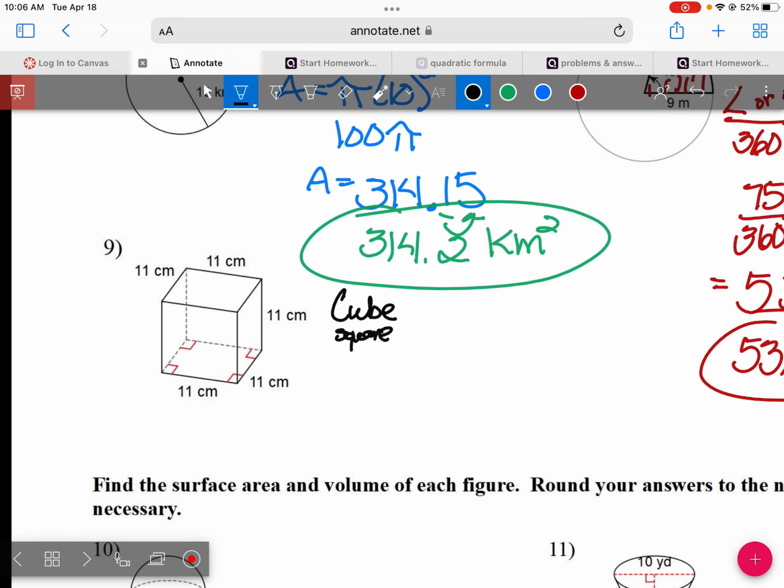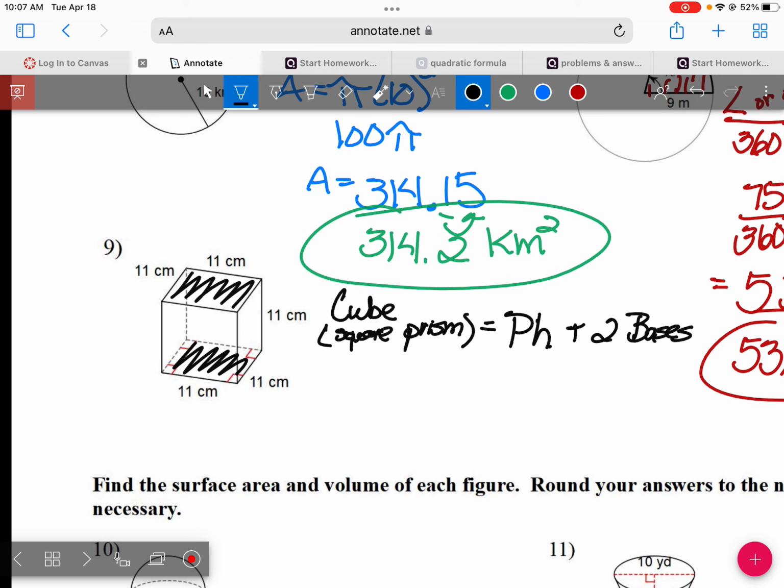Now, we did not actually talk about this, so I was surprised to see it on the review because usually anything on the review is something we definitely have covered. But it is known as a square prism because it has two bases that are the same. And the formula for the surface area of a prism is capital P times H plus your two bases.